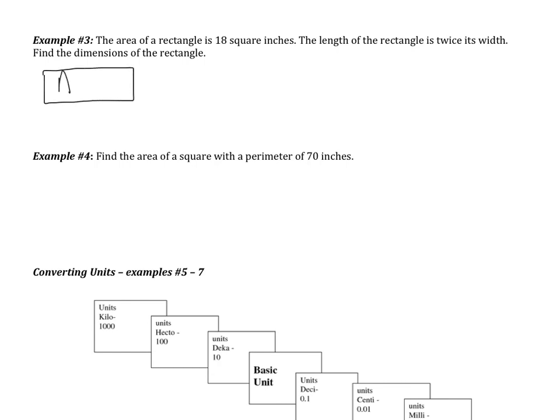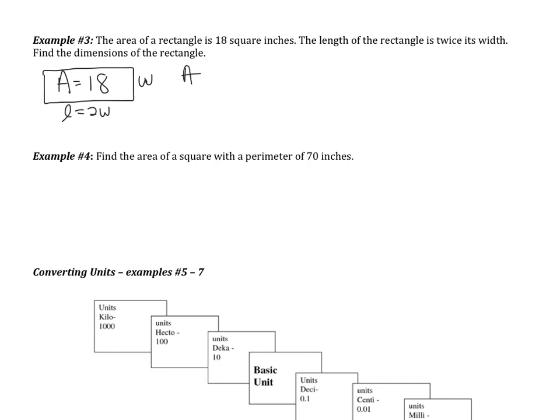So I have a rectangle, the area is 18. It says the length is twice the width. So which one is longer? The length is twice the width. That means the length is going to be bigger. So I'm going to mark my width, W. My length is twice that, so my length is 2W. And then it says find the dimensions.